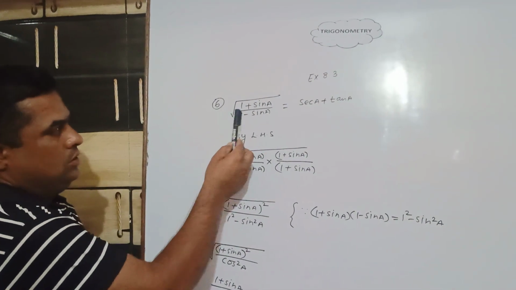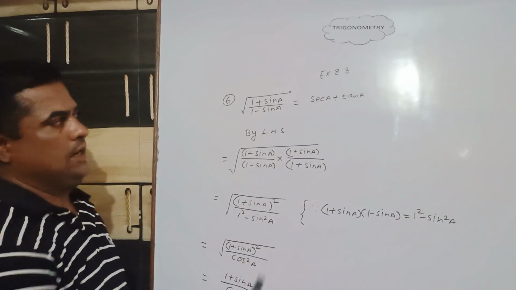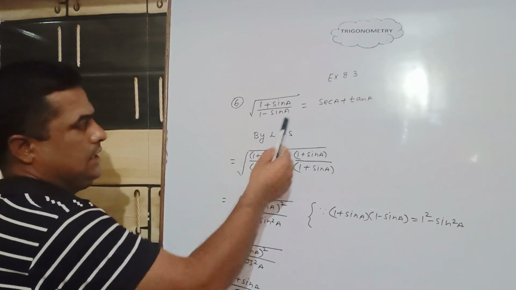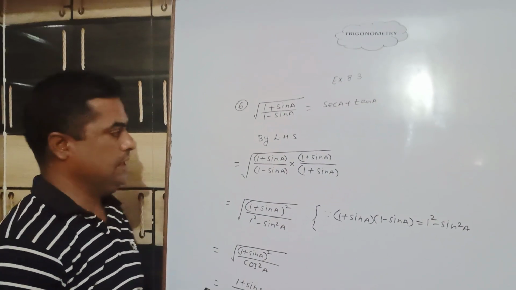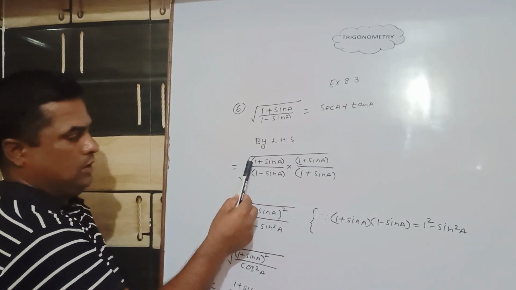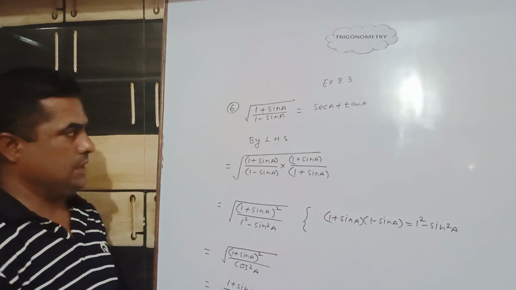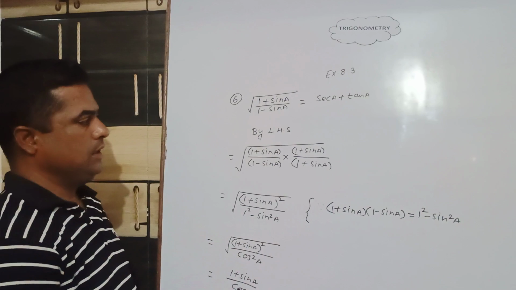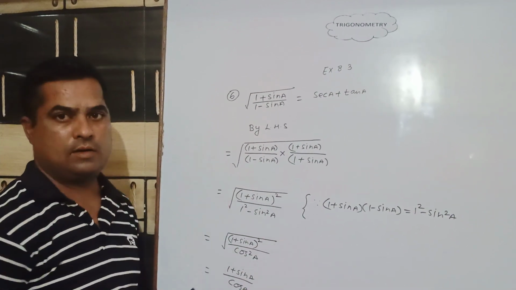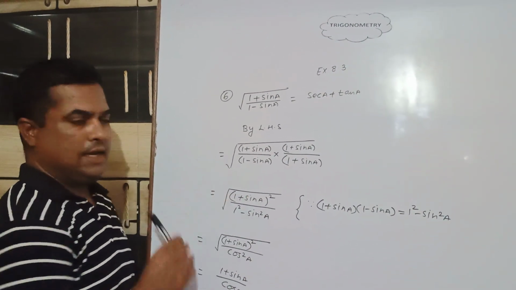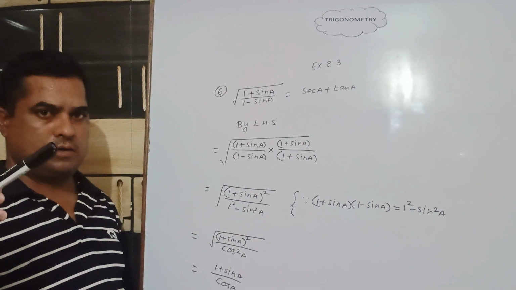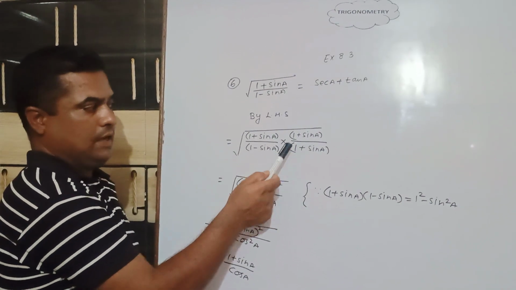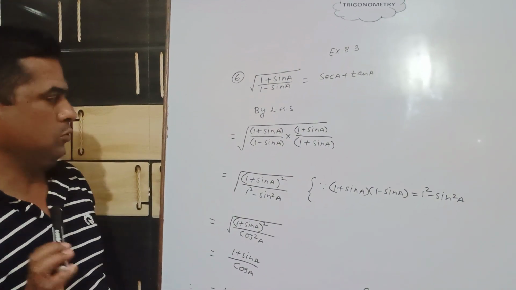Prove that under root 1 plus sin A upon 1 minus sin A is equal to sec A plus tan A. So students, we will take here the left hand side. We are taking under root 1 plus sin A upon 1 minus sin A. Actually, we have this denominator in square root. So what will we do here? We will take rationalization of the denominator. We have 1 minus sin here, so we will take the conjugate, means the opposite sign of this sin A. So we will multiply by 1 plus sin A in the numerator and denominator both.